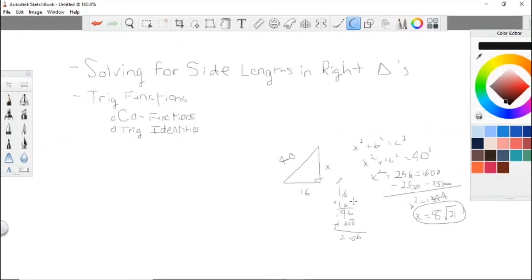Alright, so this is the first example. We were given the side lengths x, 16, and 40, and we used the Pythagorean theorem to solve for side length x, which was 8 root 21. So now let's try another example.